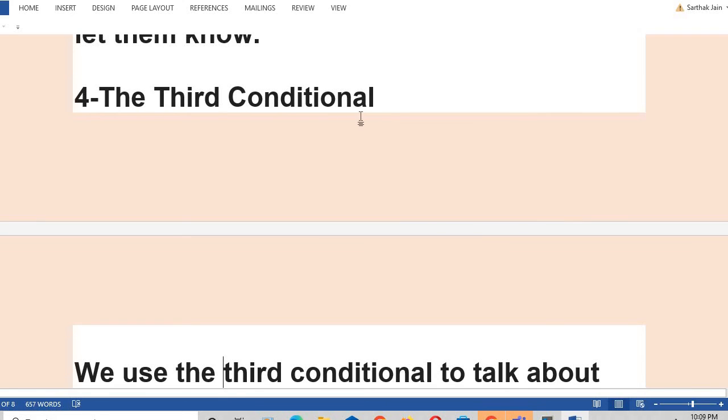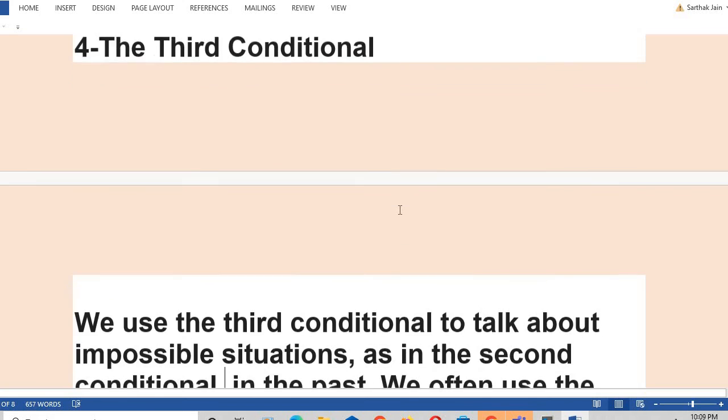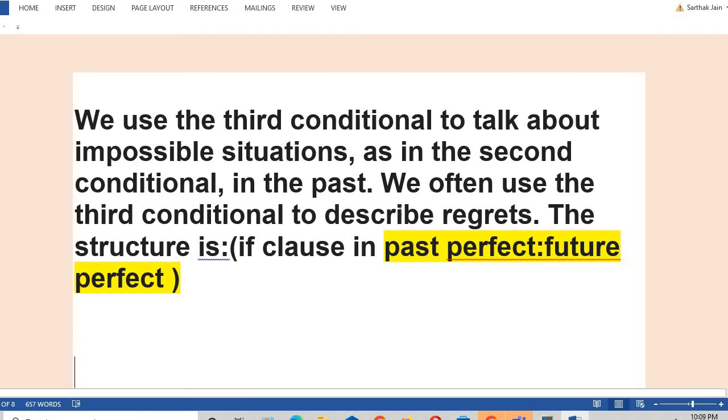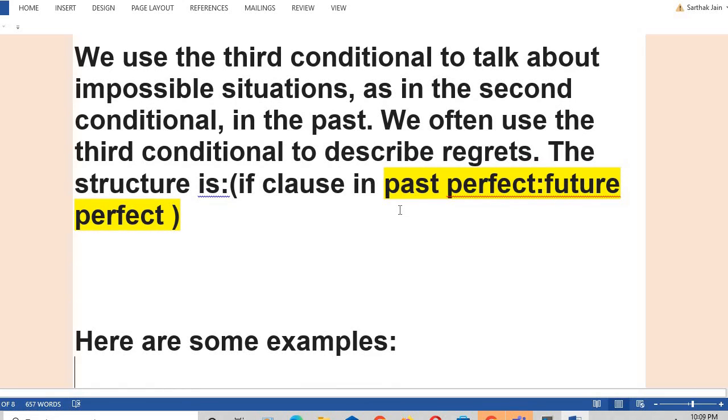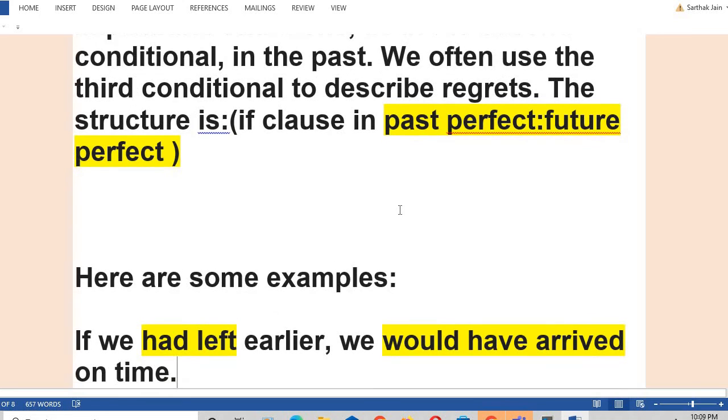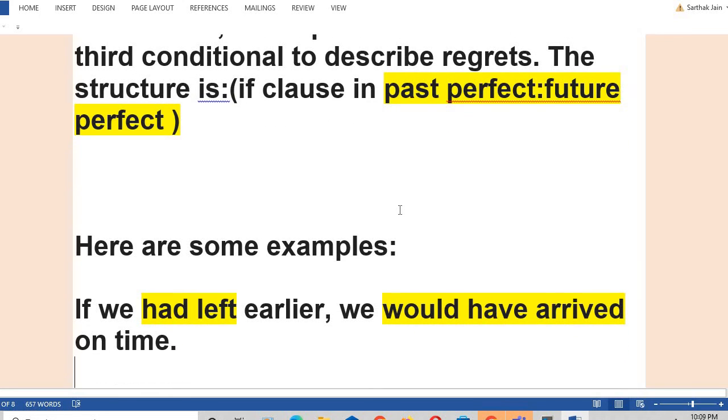Now the last one, and that is the third conditional. And dear students, we use this conditional to talk about impossible situations, that can never happen. Okay, like we did in the past, but there the situation is quite out of our hands. Okay, that's why we describe the regrets. And the structure is past perfect in the if clause, and the main clause will have future perfect. Now let's see the examples.